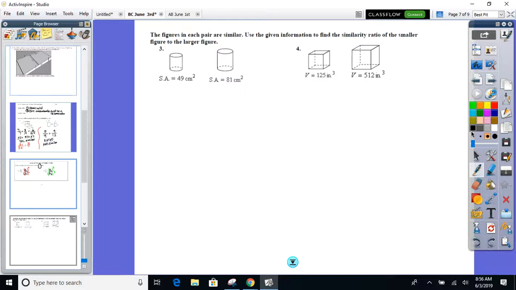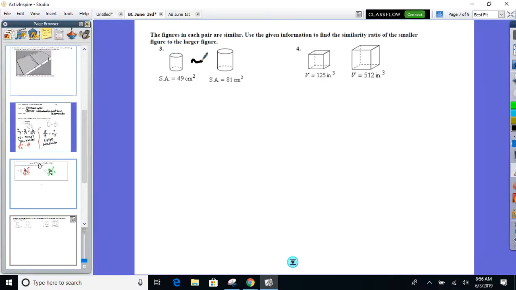Okay, here we go. I've given you two cylinders. They're similar to each other. I've given you the surface area of both. Could you give me the ratio of the heights, the ratio of the radii, whatever, just the ratio of two corresponding parts? I've given you, and please read carefully, it's got to be smaller to the larger.